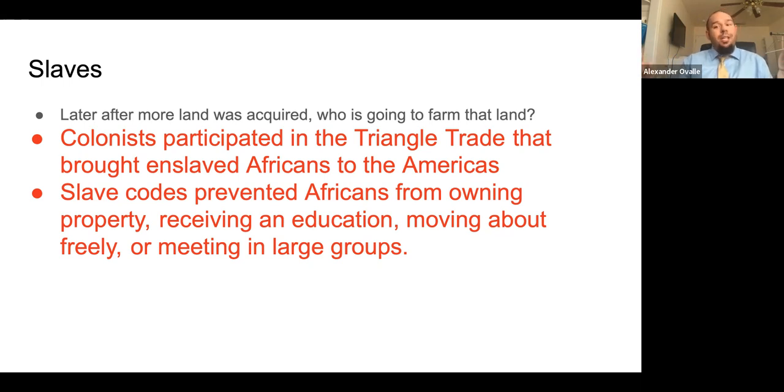So the colonists, as we know, participated in the triangular trade, the Columbian exchange, whatever you want to call it. And they partook in the enslaved Africans coming to the Americas in exchange for the natural resources the Americas had to offer. And further down the line, slave codes prevented Africans from owning property, receiving education, moving about freely, or even meeting in large groups. I think it's more than 10 people.